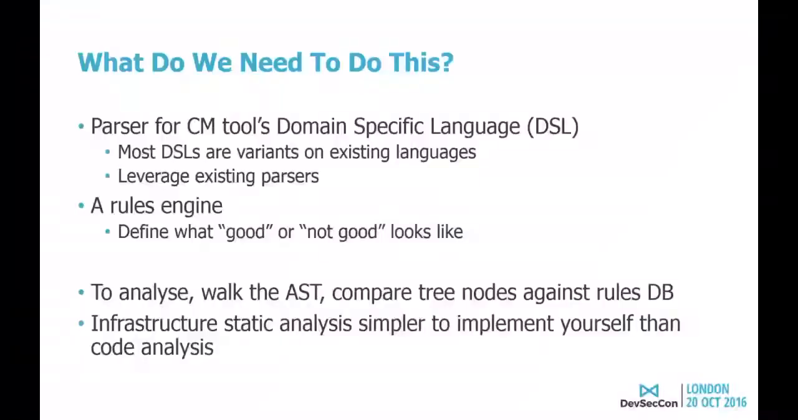And you need some kind of rules engine, essentially a list of rules that define what you expect good to look like or what you expect bad to look like, such that the tool has some idea of what it's looking for. To analyze, as we discussed before, walk the AST that you've created and compare the tree nodes against your rules database. This actually, in many respects, is much easier than source code analysis, because what is happening in these tools is less complex than a full programming language, and so you don't need taint analysis. You don't need your pointer tracking. There are no pointers in any configuration management systems that I come across, and so building this is much easier in many respects than building a full source code static analysis tool.